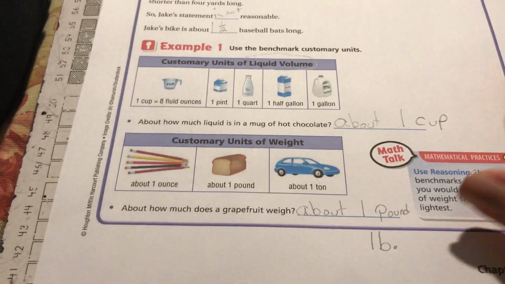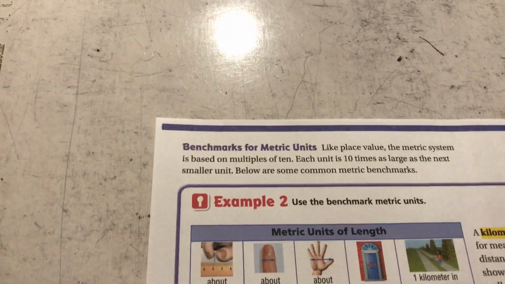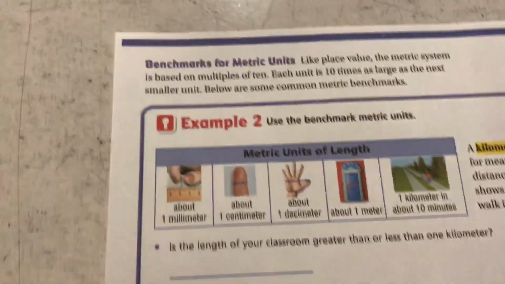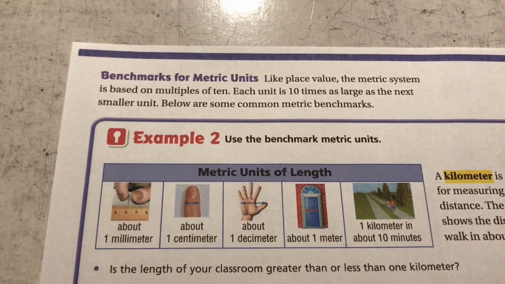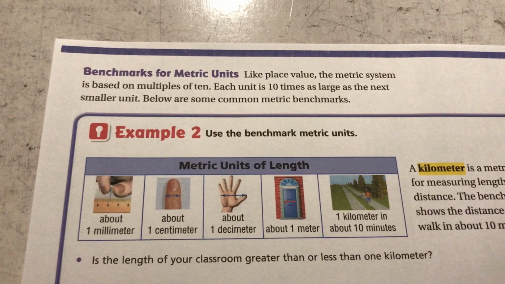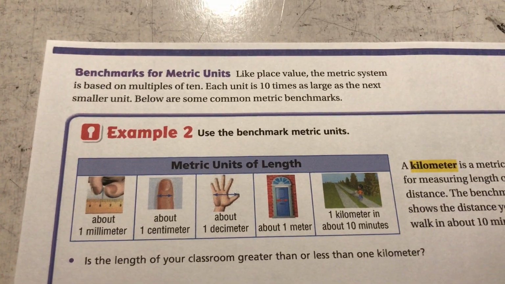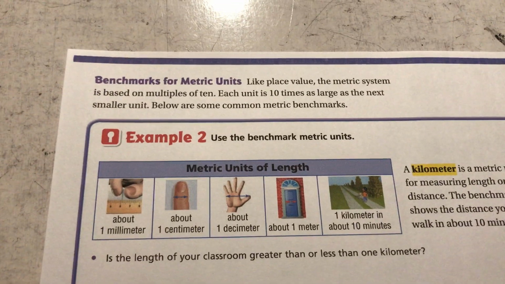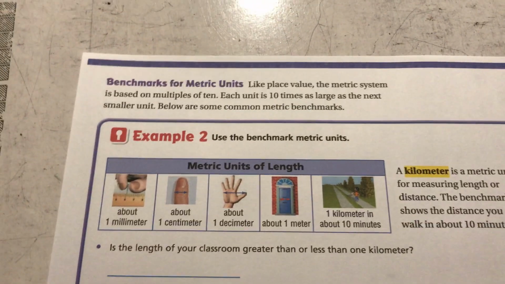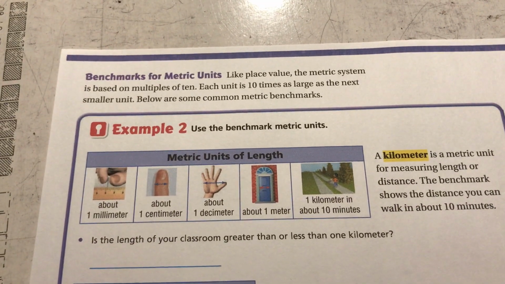All right. So that's page 641. So now let's look at the next page, which is 642. And now we're dealing with the metric system. So it says here, benchmarks for metric units. Like place value, the metric system is based on multiples of 10. Each unit is 10 times as large as the next smaller unit. Below are some common metric benchmarks.